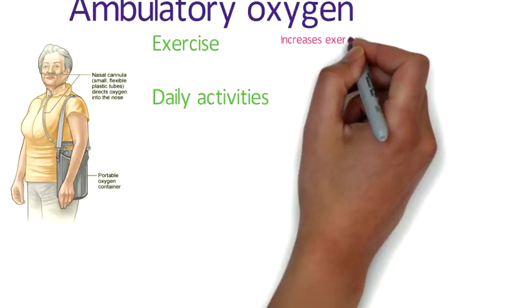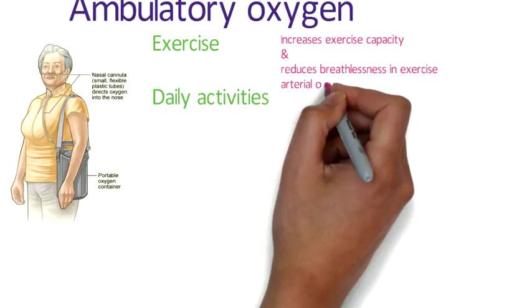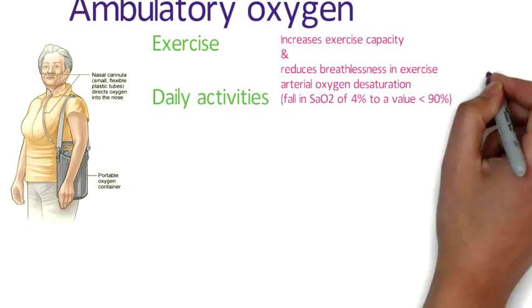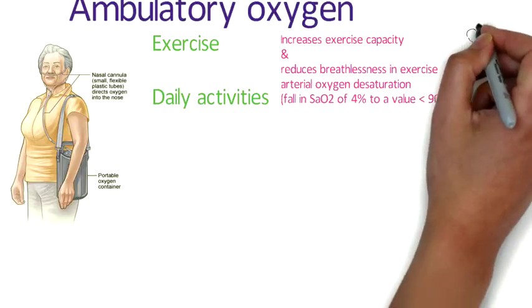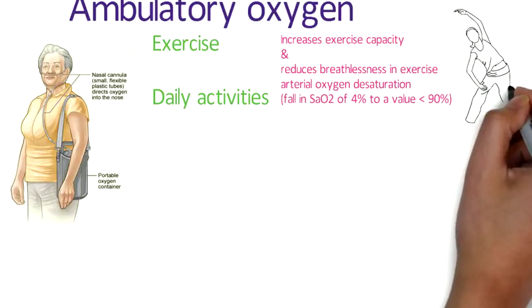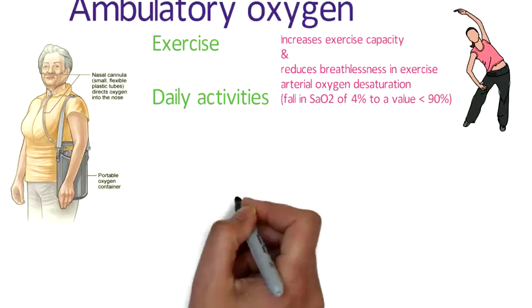It has been shown to be effective in increasing exercise capacity and reducing breathlessness in those with exercise arterial oxygen desaturation. They can enable patients to leave home for longer periods of time and to improve daily activities and quality of life. Now, candidates for this particular therapy are already on long-term oxygen therapy or will have a partial pressure of oxygen above the limit for long-term oxygen therapy, but also show evidence of exercise desaturation.